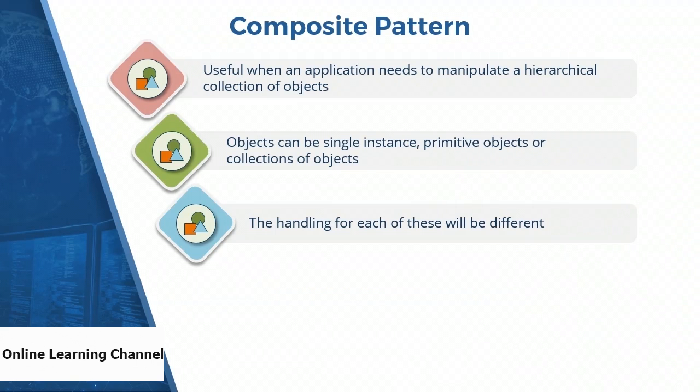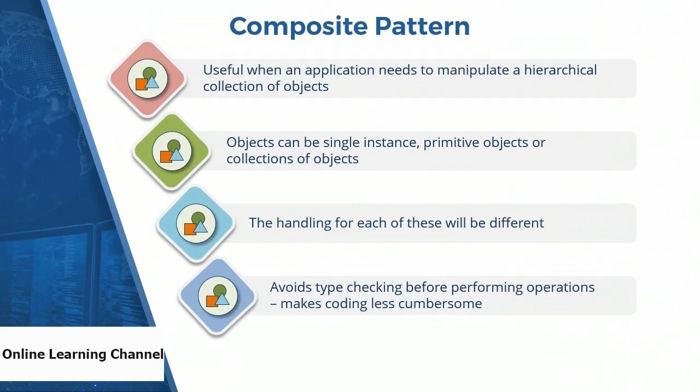If you expose these differences to clients, the clients would have to check before they perform an operation whether this is a single instance or a collection of instances, and that can get quickly cumbersome. And that's why you need the composite pattern to avoid type checking before performing operations. This makes coding for your clients less cumbersome, less prone to error. It's just easier and more intuitive to not have to think of single objects versus collections.